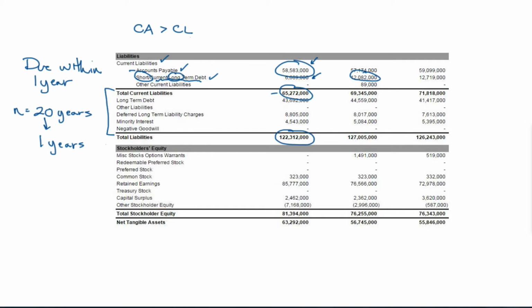So if the economy doesn't do well, Walmart is obviously a retailer. Their success is driven by consumer spending. So if the economy does badly, consumers don't spend, we could be in a very bad financial position.